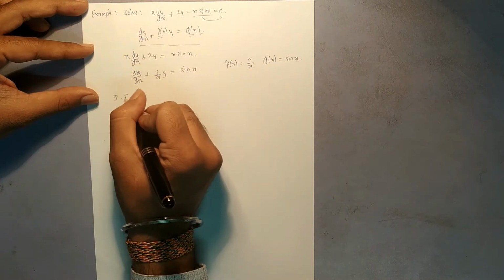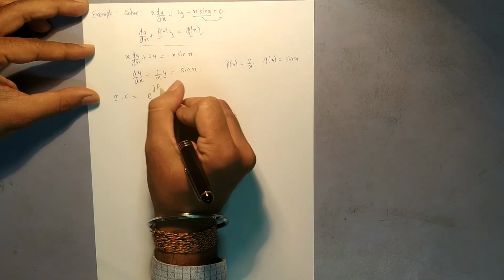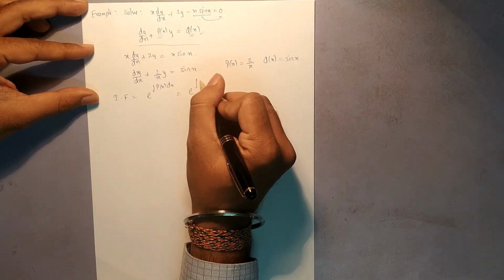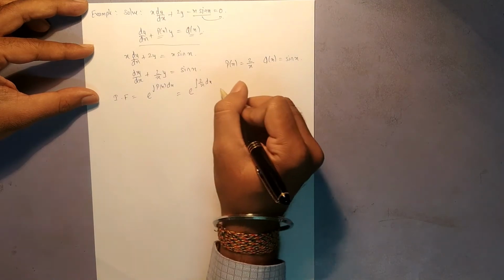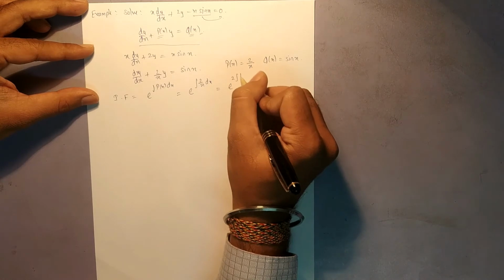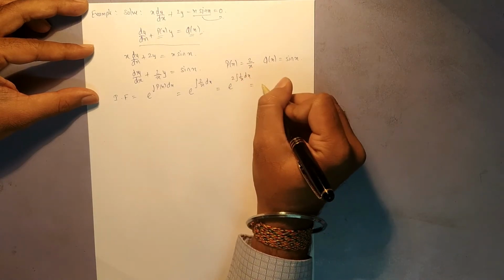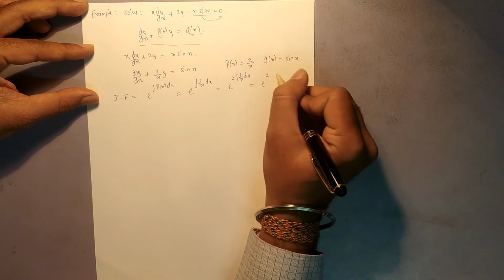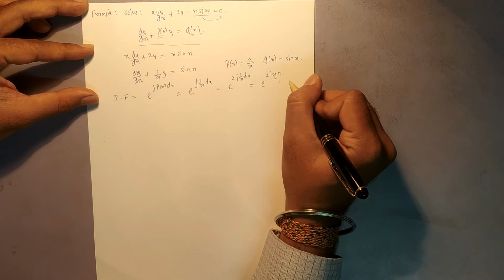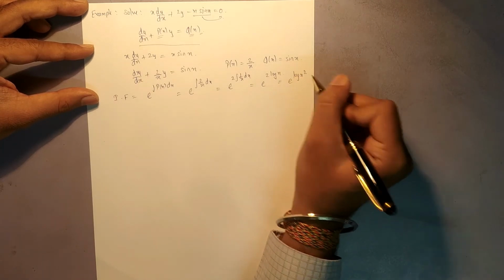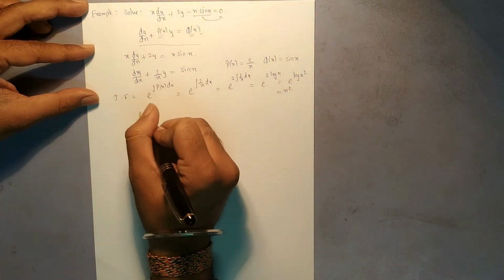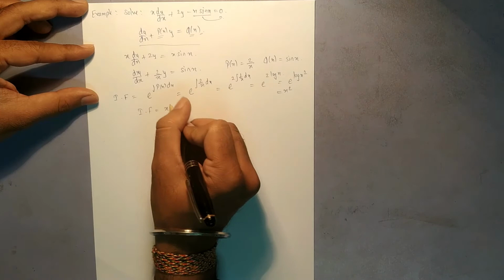So our integrating factor will be equal to e raised to integration of p of x dx. This is equal to e raised to integration of 2 upon x dx. So this is equal to e raised to 2 will be outside the integration sign, so 1 upon x dx. This is equal to e raised to integration of 1 by x is log x. Now this is equal to, by using the property of log, e raised to log of x square. Again we know that e raised to log of anything is that function itself. So integrating factor is equal to x square.